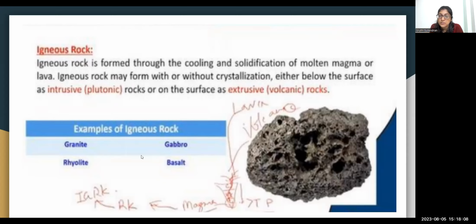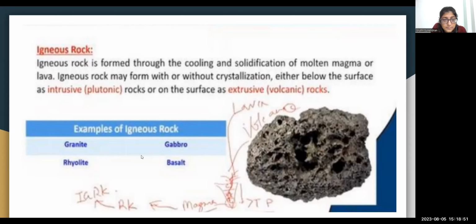The igneous rocks can be formed on the surface as well as under the surface. When it is formed on the surface, it is called extrusive rocks or volcanic rocks. And when it is formed under the surface, it is called intrusive rocks or plutonic rocks. It will be good to remember these terms, plutonic and volcanic. Plutonic means the solidification is happening under the surface of the earth, and the igneous rocks formed as a result are called plutonic rocks or intrusive rocks. And the ones where the lava is reaching the surface of the earth and then solidifying, we call extrusive or volcanic rocks.